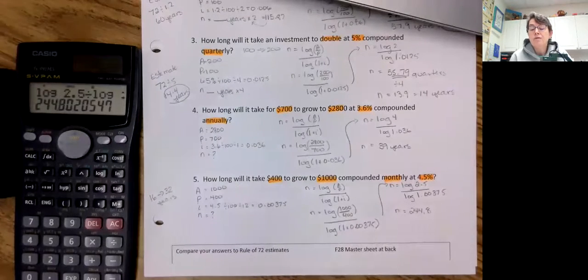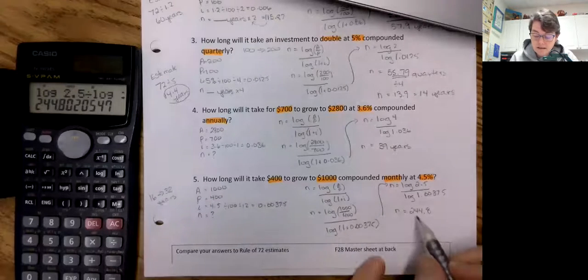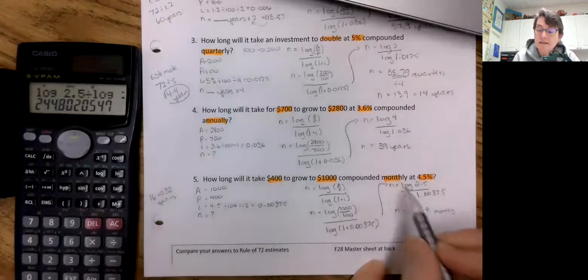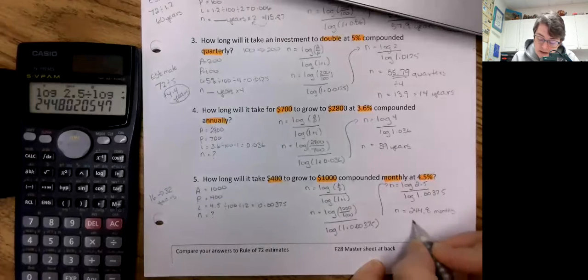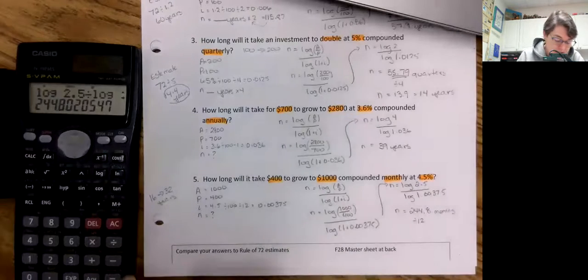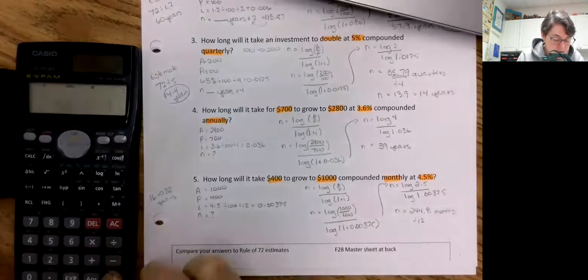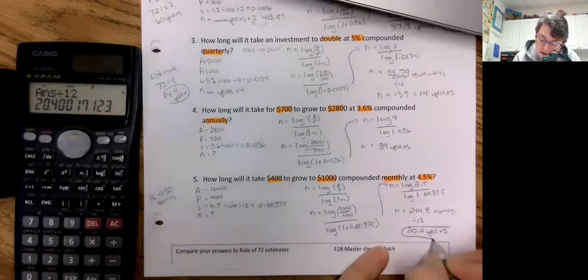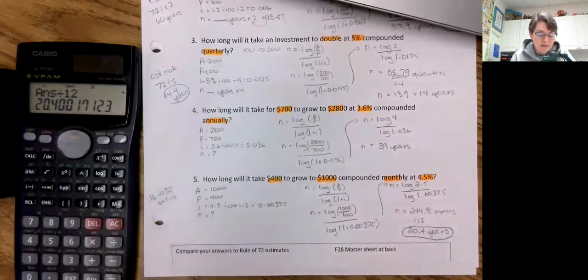Okay, 244.8. Again, our answer is really wonky, but what units is this? This is months. Because whatever this is, it's going to be the same thing. So we're going to divide by 12 to convert it into years. You get 20.4 years. Okay, well, that's certainly what we said. It's somewhere between 16 and 32.